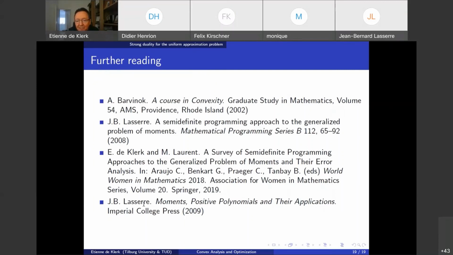So this is very much worth reading. Like I joked with Didier, there are many applications, including options pricing in finance and whatever. Polynomial optimization is a special case of the generalized problem of moments. So it's a very, very rich problem. If it's interesting for you, you can find a lot of information in the book of Jean.